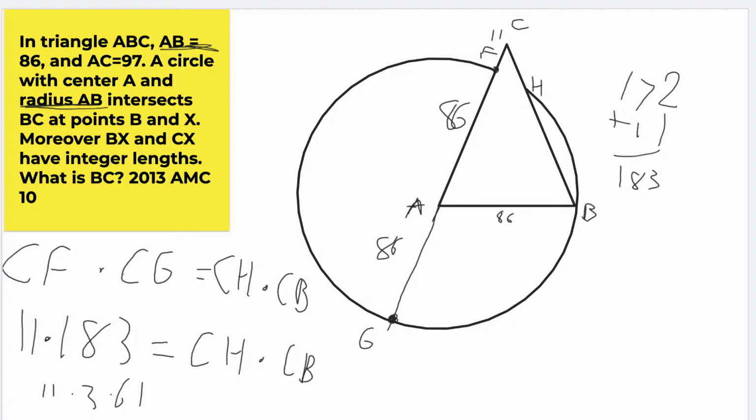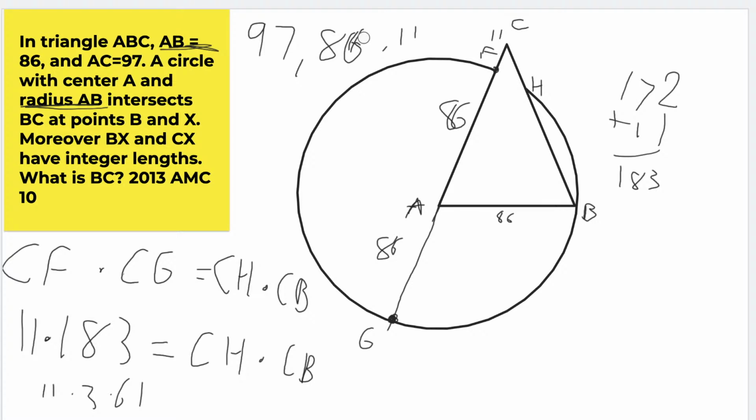Now all we have to do in this problem is use the triangle inequality, which states that if you add two sides of a triangle, the sum is supposed to be greater than the third side. So we know that one length is 97, the other is 86. Pretend CB is 3. That is not possible. 86 plus 3 is not greater than 97. If you say 11, that is not possible. 86 plus 11 cannot be equal to 97. It has to be greater than 97.